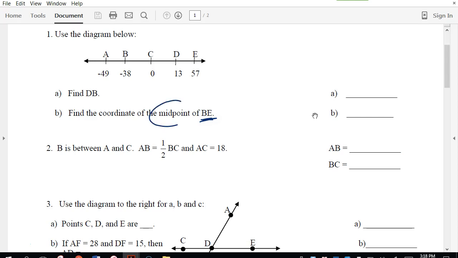Okay, so to find the midpoint, you add the numbers and divide by 2. To find the midpoint, you're finding the middle of the numbers. To find the middle of 2 numbers, you add them up and divide by 2. So go to your calculator.